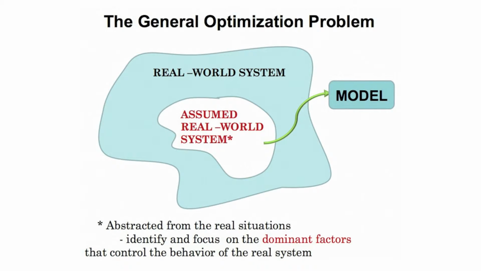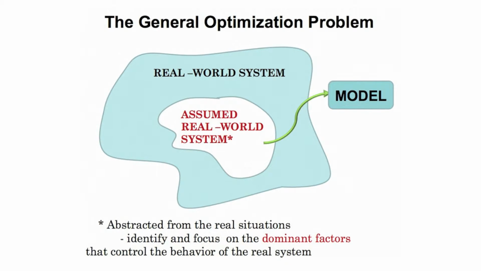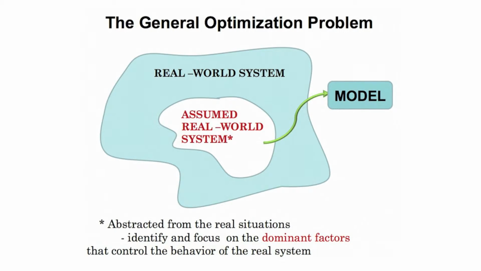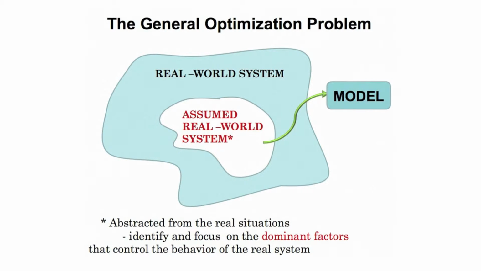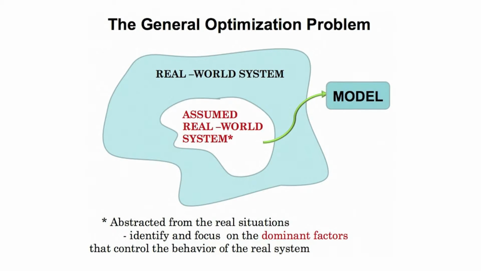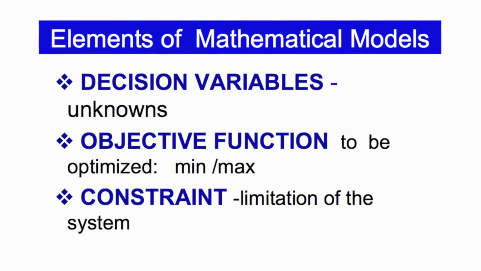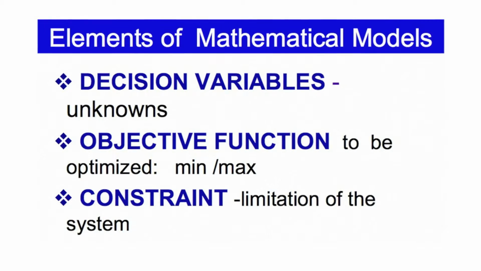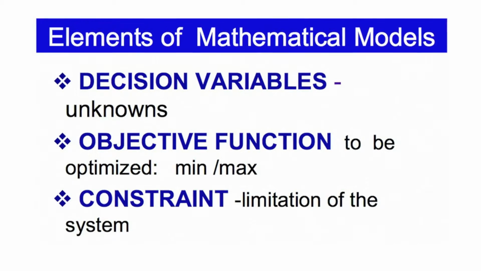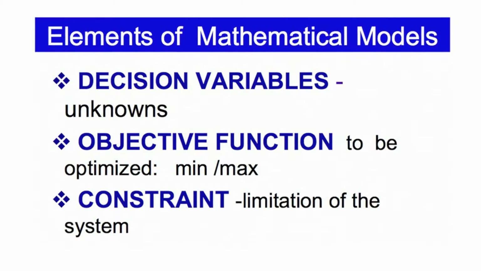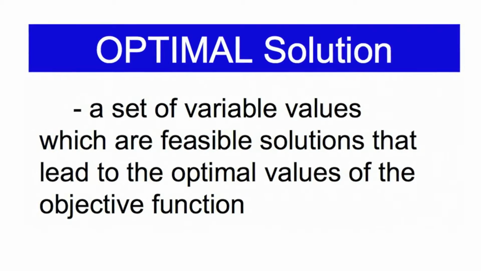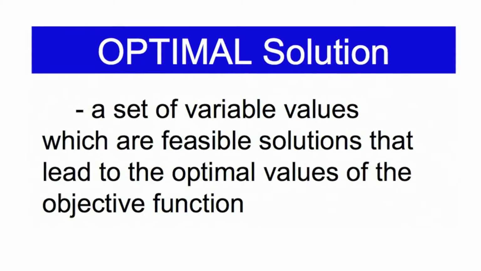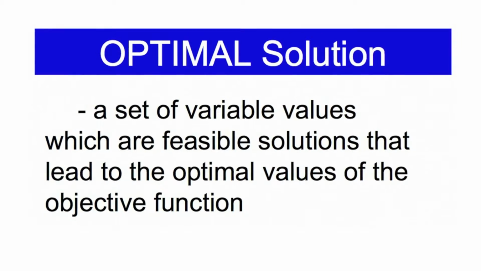We have the real-world system, and we formulate a model abstracted from the real situations. We identify and focus on the dominant factors that control the behavior of the real system. So what are the elements of mathematical models? We have decision variables representing the unknowns, the objective function to be optimized, and the constraints, which are the limitations of the system. Then we look for the optimal solution, which is a set of variable values which are feasible solutions that lead to the optimal values of the objective function.